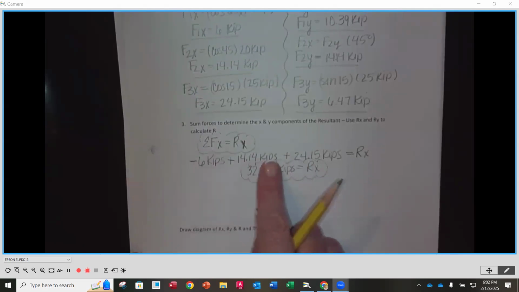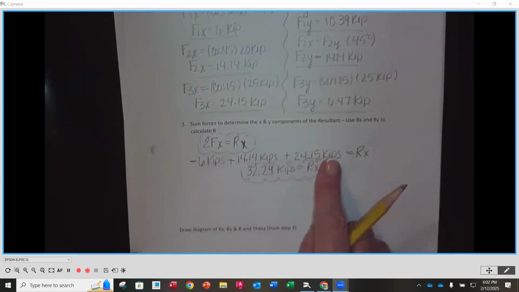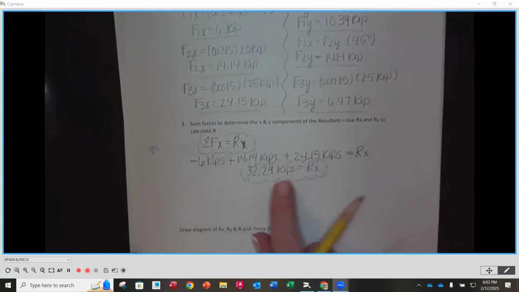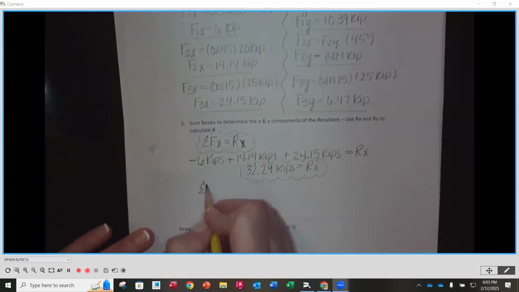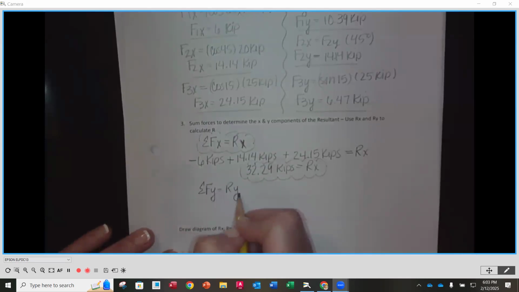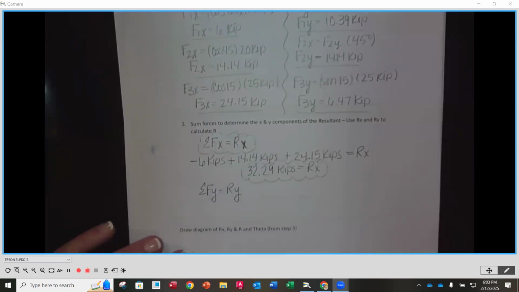And then you have to write out the individual forces with their corresponding positive and negative and units equal to Rx, and then what that sum is. Okay. Now we're going to do the same thing in the Y direction. So we're going to start by summing our forces in the Y equals the Y resultant component. Okay, so you have to tell me you're going to do that.